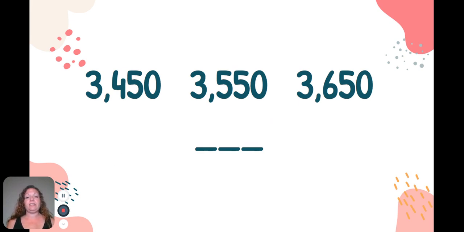3,450, 3,550, 3,650. Okay, not going to look at the thousands place. Going to look at the hundreds place. My hundreds place seems to be changing. It went from 4 to 5 to 6, and then the 50 stayed the same. So it looks like we're going to change that hundreds place. I want you to think of what this next number is going to look like. And here it is, 3,750. So we went from 4 to 5 to 6, now 7.